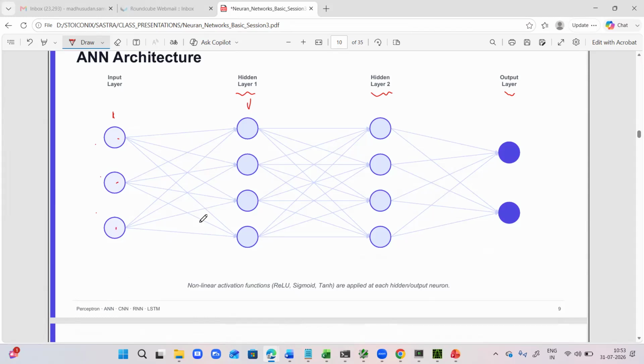All right. So the input layer is called an input layer, and layer one is also called a hidden layer.